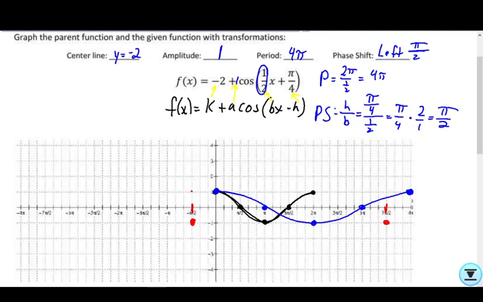Because I know where my center line is, because my center line's here at -2 now, I know right in the middle, which will be here, there, my zeros are there. So there is my transformed function, shifted to the left pi over 2 and then down 2.